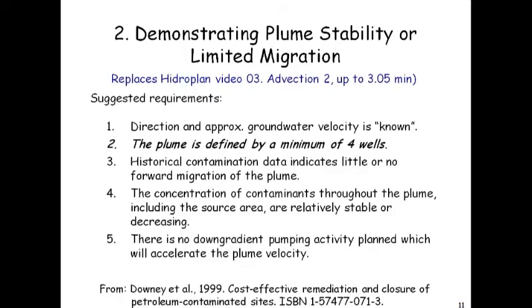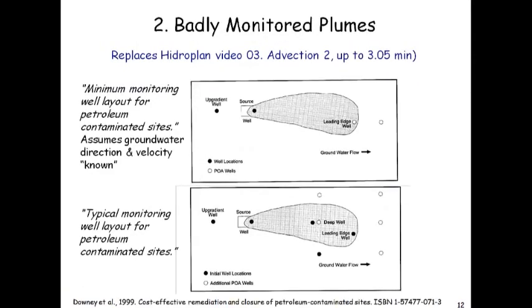We were talking there about the need to monitor a plume and how easy or difficult it is. How much data would you usefully use to determine where the plume is and where it's going? We used as a reference this information that was produced in 1999. They laid out a minimum monitoring network that you might use at a petroleum hydrocarbon contaminated site, and also a more typical layout.